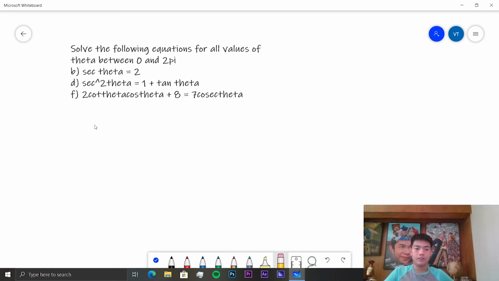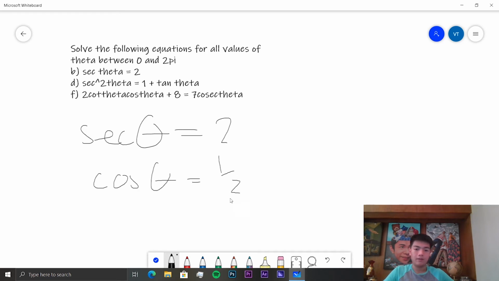So let's start with the first one. Secant theta is equal to 2. That's pretty easy. So this means that cosine theta is equal to 1/2. So theta can be, well, 1/3 pi, and also the one on the opposite side. So this would be 2 pi minus 1/3 pi, which is 5/3 pi. So those are the two values we should obtain.